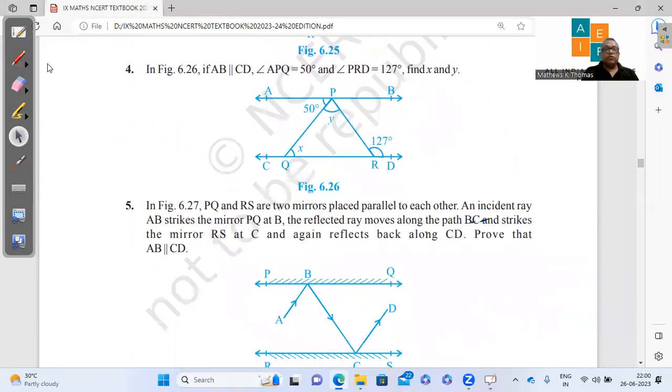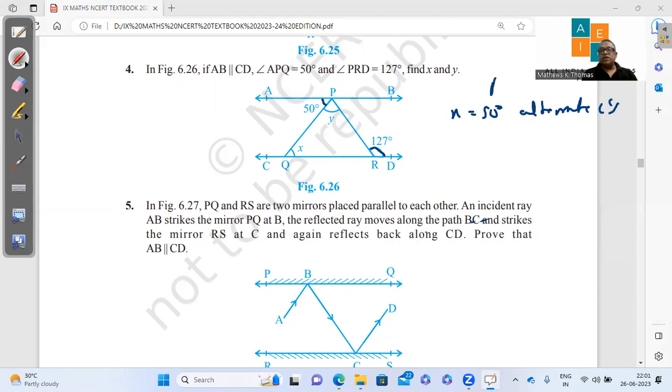Then we go to question number 4. Question number 4 says that AB and CD are parallel lines. This angle APQ is 50 already given, and angle PRD is 127. Question is find out X and Y. Simple question here, X will be 50 degrees because they are alternate angles.